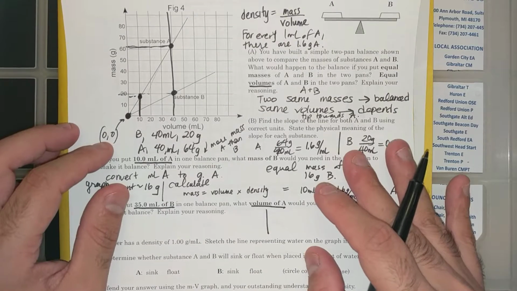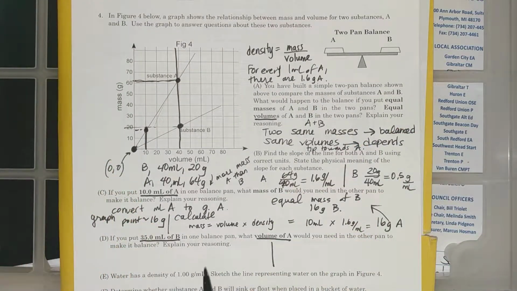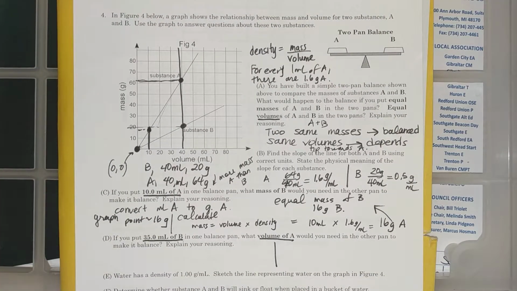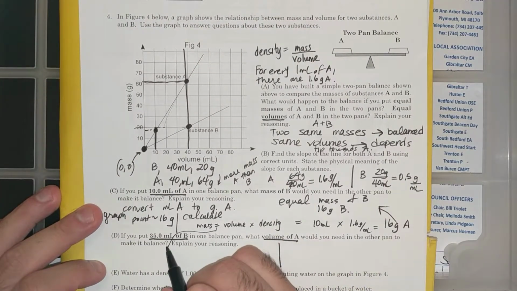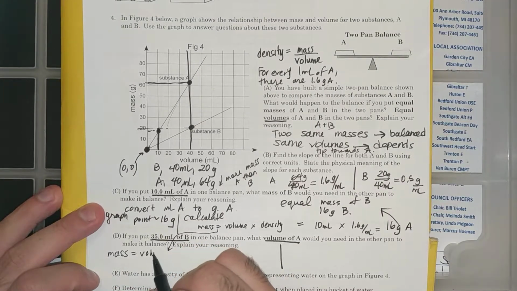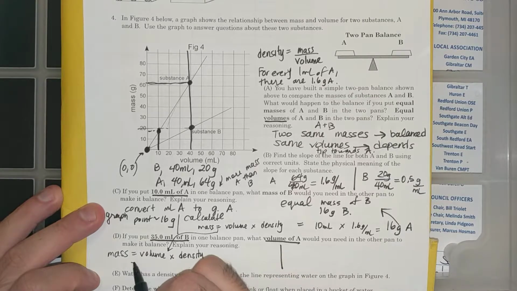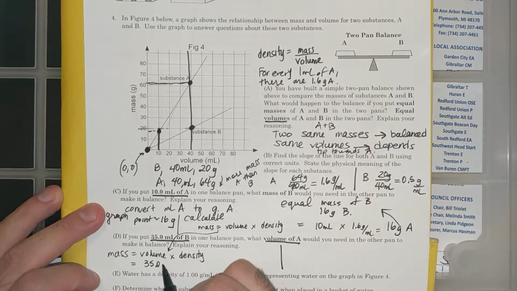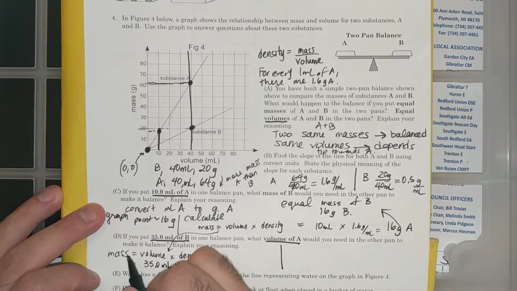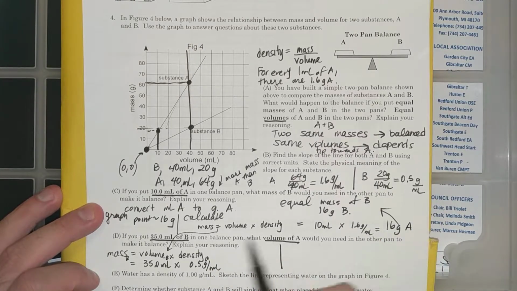Now remember, for the balance, I need a mass. So I'm going to have to convert my volume of B to a mass of B. And I'm just going to calculate it, right? Mass is equal to volume times the density. So my volume is 35 milliliters. My density is 0.5 grams per milliliter, because this is of B. Volume of B, density of B. And remember, the density of B is 0.5.